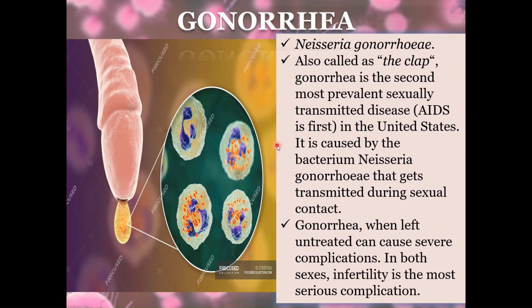Gonorrhea is the disease caused by Neisseria gonorrhoeae, sometimes called the clap, because it needs contact between two people who are having physical interaction or intercourse. It is the second most common sexually transmitted disease in the United States. The first one is AIDS. If it is not treated properly, it will lead to infertility in patients not treated properly for gonorrhea.